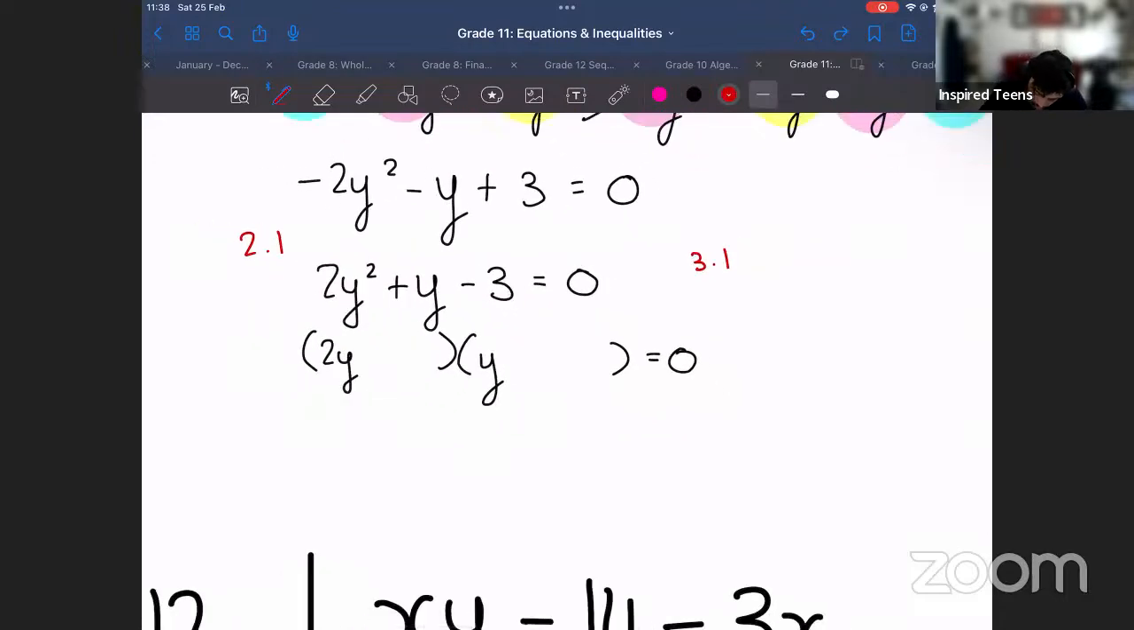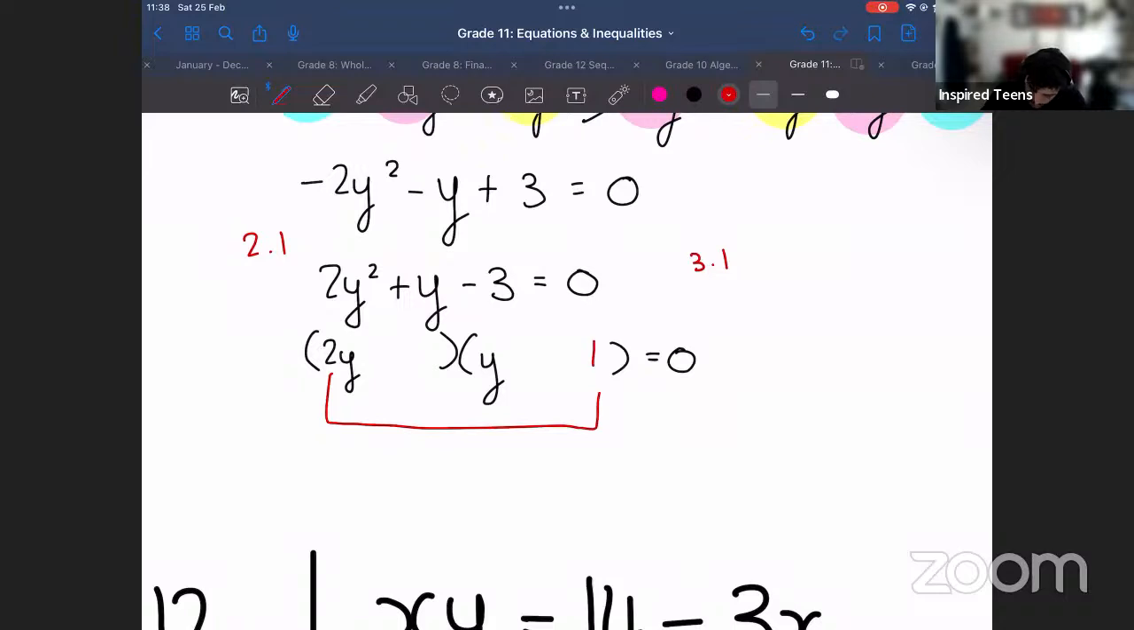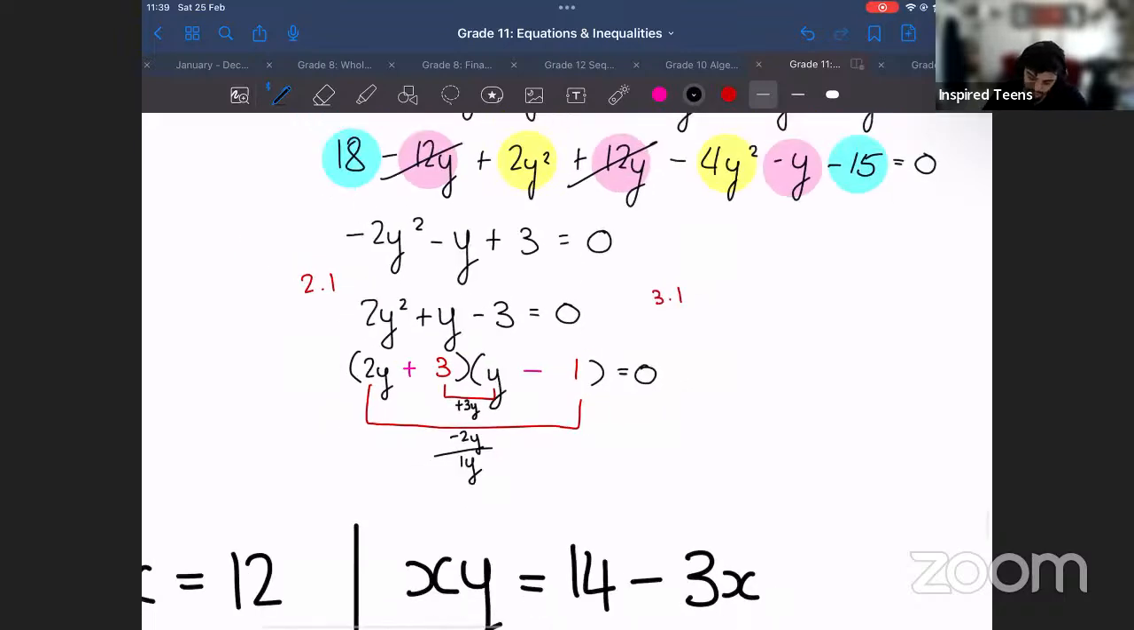So I'm going to say 2 times 1, whichever the sign is, and then 3 times y. Because remember, 2 times 1 is 2, 3 times 1 is 3. So I can say 3 minus 2 somehow, right? So I'm going to make the bigger number positive. So it's going to become plus 3, minus 1. When I do outer inner, I get plus 3y minus 2y, which is basically 1y, which is what I have. So now my factors are correct.